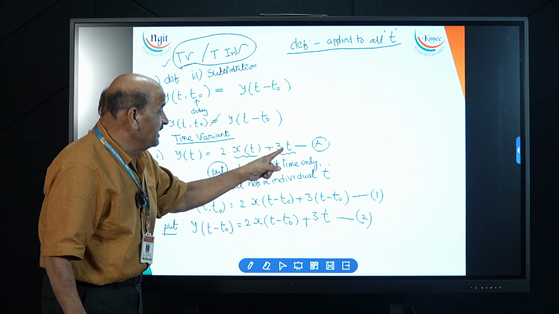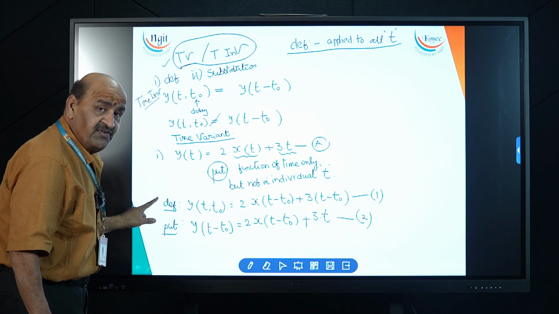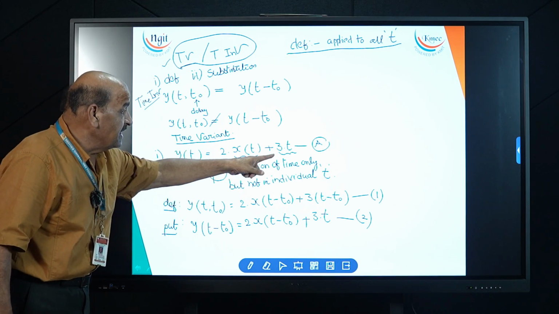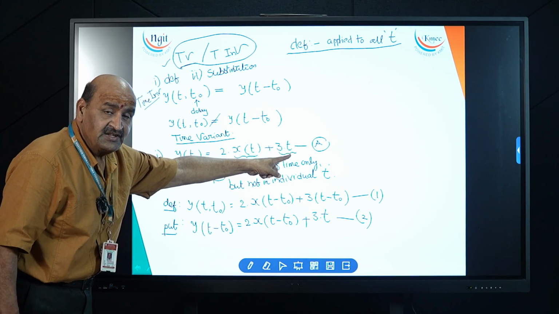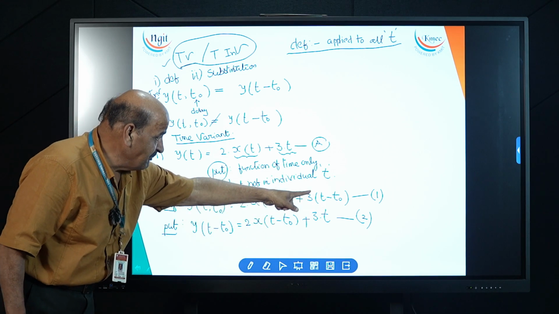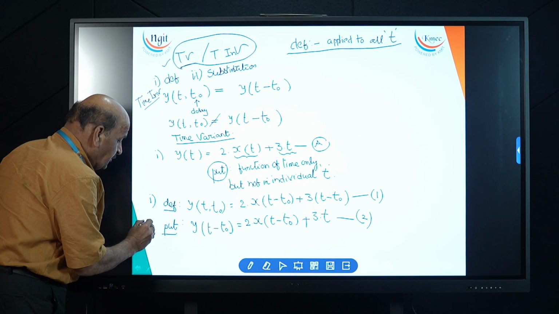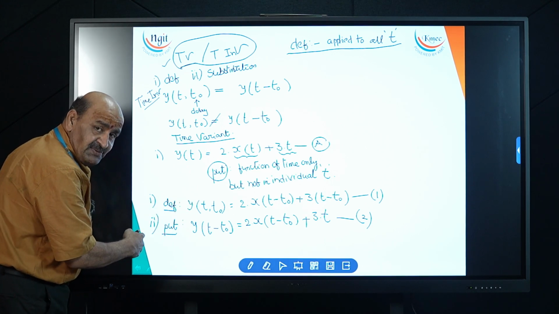So here t should be replaced by t minus t naught, according to the definition. But regarding substitution, we should not substitute here t by t minus t naught, because this is not a signal, it is only a time variable. Now just look at the same thing I did. For verification, you have to make 2 steps. First step is the definition step, second step is the substitution step.